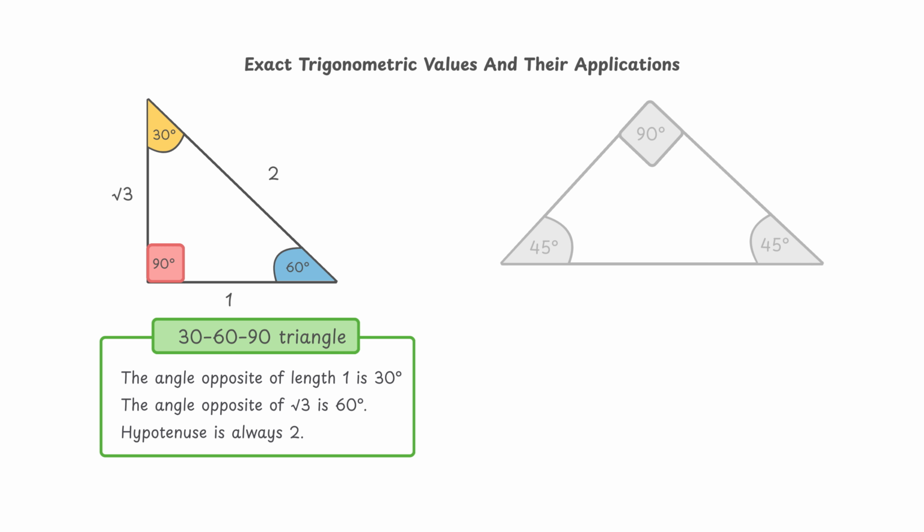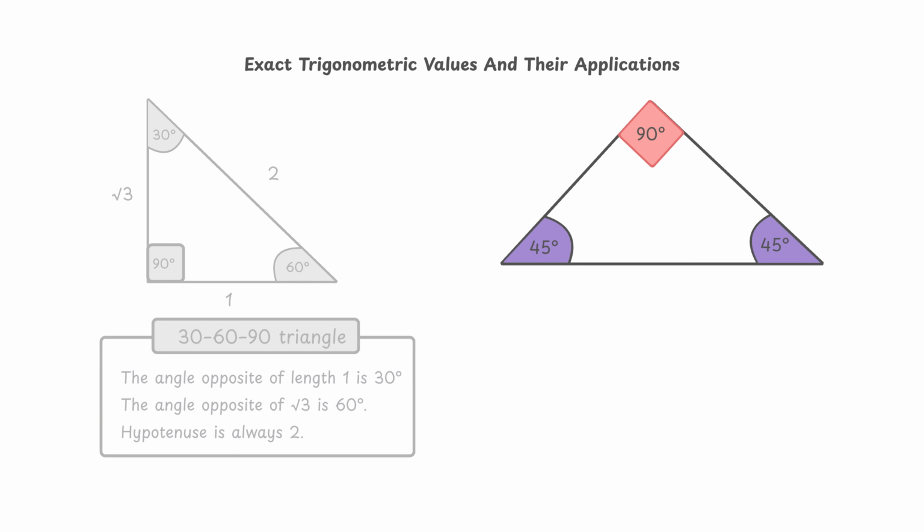Now pause for a moment and notice something important. These values are not random. They are exact values, and we use them in trigonometry instead of decimals. For example, sine of 30 degrees equals 1 over 2. Cosine of 30 degrees equals square root of 3 over 2. Tangent of 30 degrees equals 1 over square root of 3. These all come directly from this triangle.